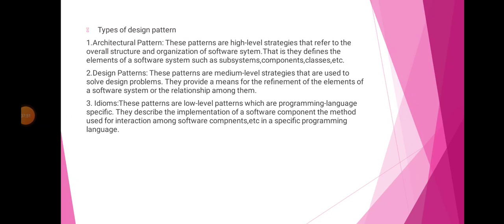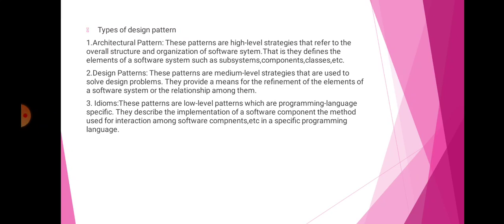First is architectural patterns. These patterns are high-level strategies that refer to the overall structures and organization of a system. That is, they define the elements of the software system, such as a subsystem, component, classes, etc. In addition, they also indicate the relationship between elements along with the rules and guidelines for specifying this relationship. Note that architectural patterns are often considered equivalent to the software architectures.